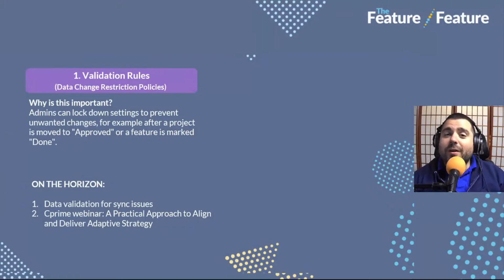So for Targetprocess product news, we have validation rules that let you change data restriction policies. So you can make it so, for instance, when the status is changed to prove or a feature's marked done, they can't be changed after that. On the horizon, we have an update for data validation for sync issues so that you'll get a validation for those. And then we also have coming up later this week a C Prime webinar, a practical approach to align and deliver adaptive strategy. So again, check this video out when it's posted to YouTube for the links to that, and share that out when you go and do that.